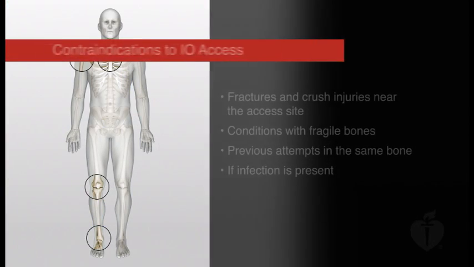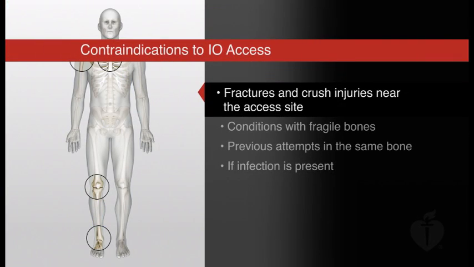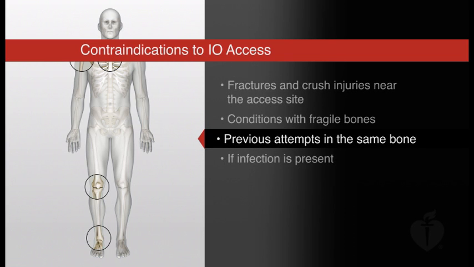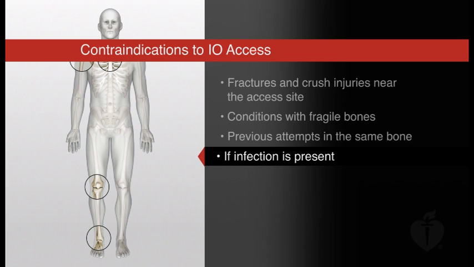Healthcare providers should keep in mind that certain contraindications exist. Contraindications to IO access include fractures and crush injuries near the access site, conditions with fragile bones, such as osteogenesis imperfecta, and previous attempts to establish access in the same bone. If infection is present in the overlying tissues, IO cannulation should be avoided.